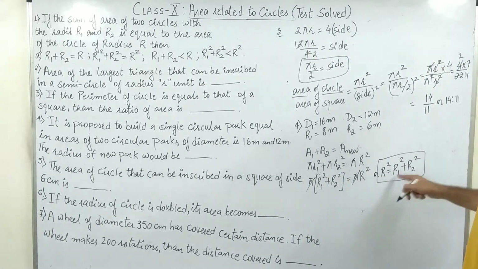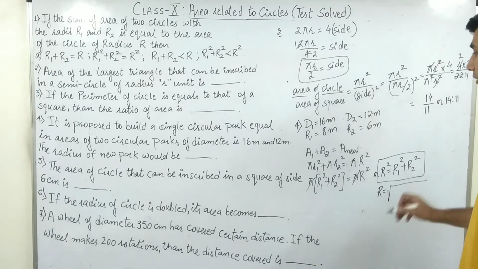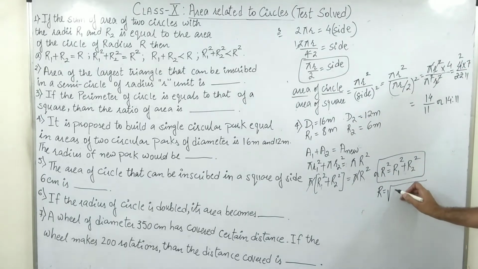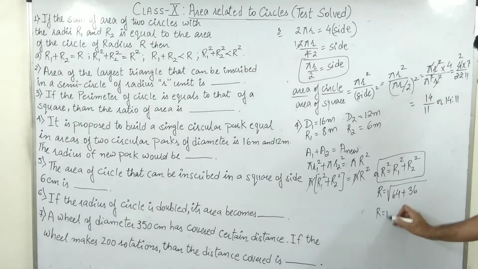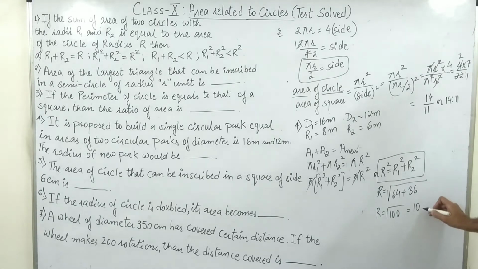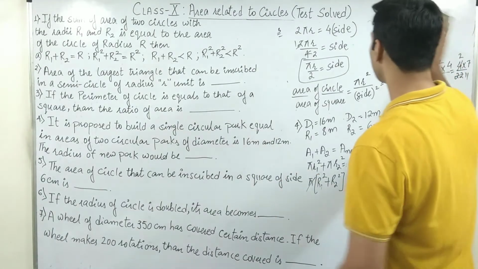Correct? Now what is r1 plus r2 over here? So let's put r should be equals to under root of, what is r1? It's 8, 8 ka square comes out as 64 plus r2 is 6, that's 36. So r should be equals to square root of 100, or r should be equals to 10. What is that, meter? So answer is meter, right? Let's move on to the next question, that is question number 5.